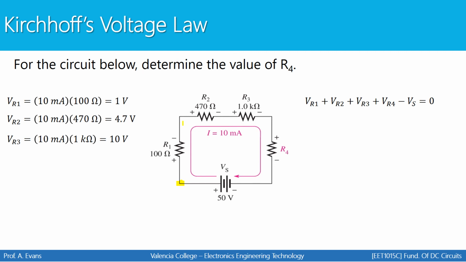So the voltages around this closed path going this way would be a positive VR1, the voltage drop for this resistor, plus a positive VR2, the voltage drop for that resistor, plus a positive VR3, the voltage drop for this resistor, plus a positive VR4, voltage drop for that resistor, plus a negative Vs, my source voltage.